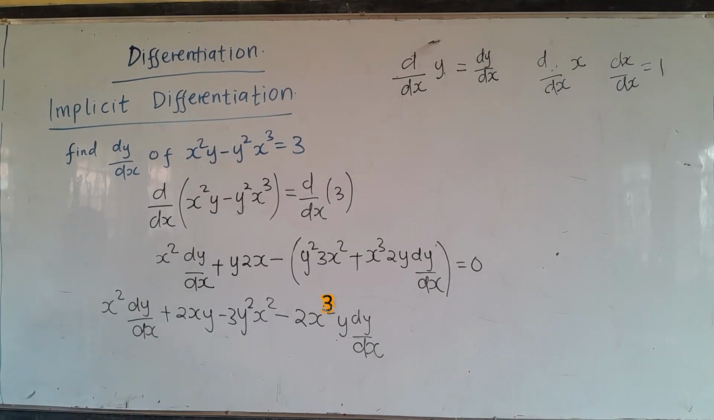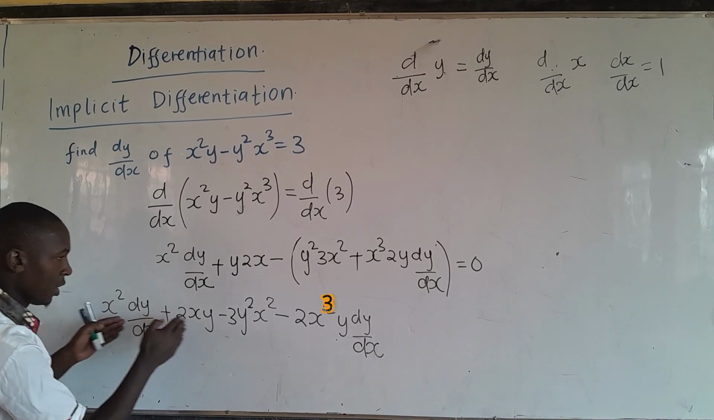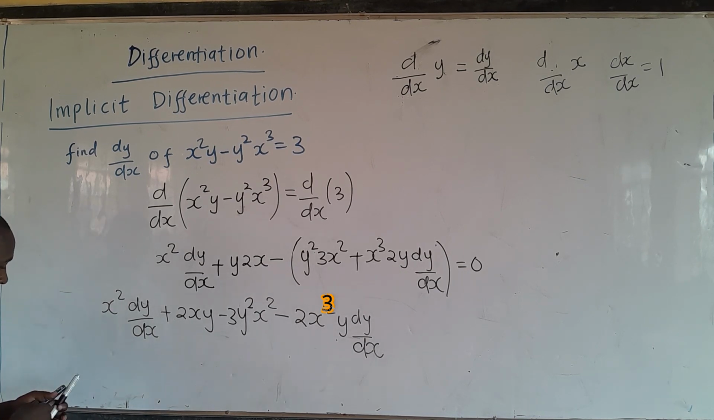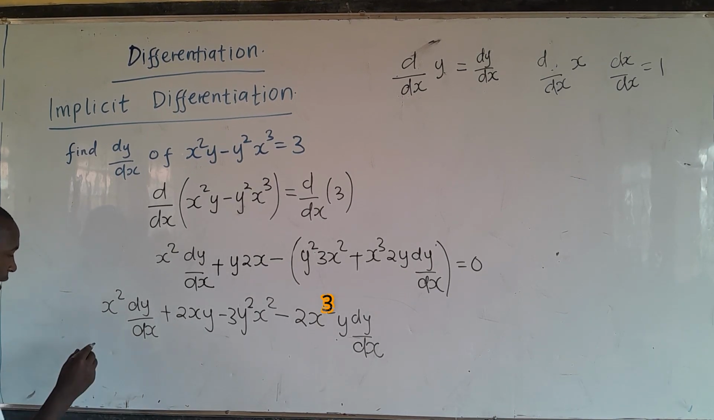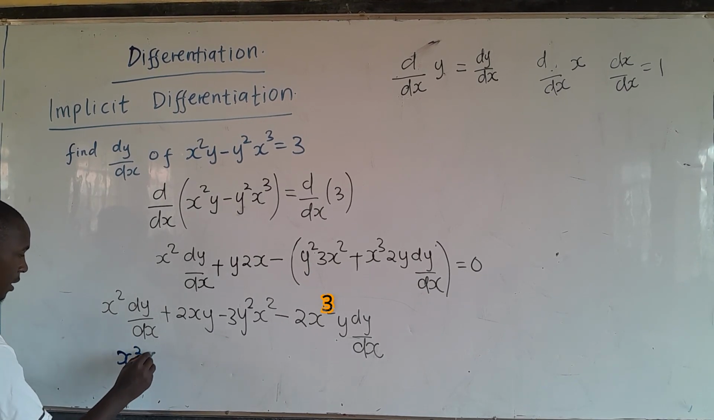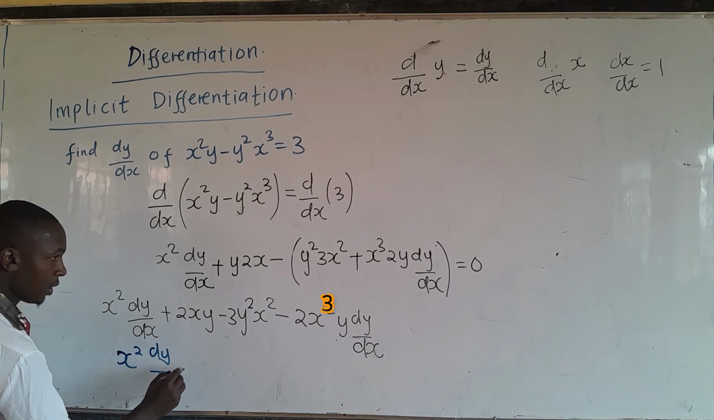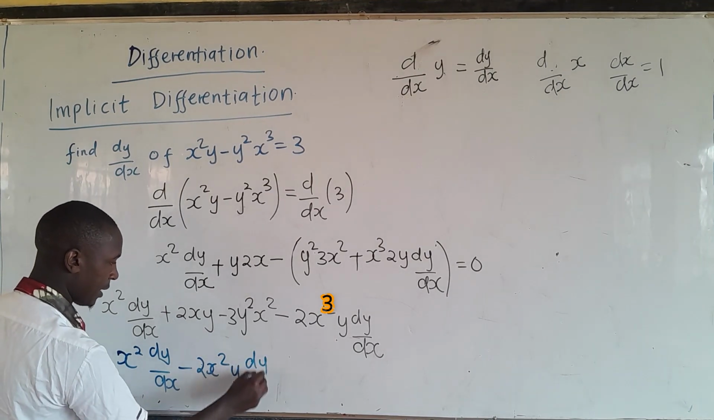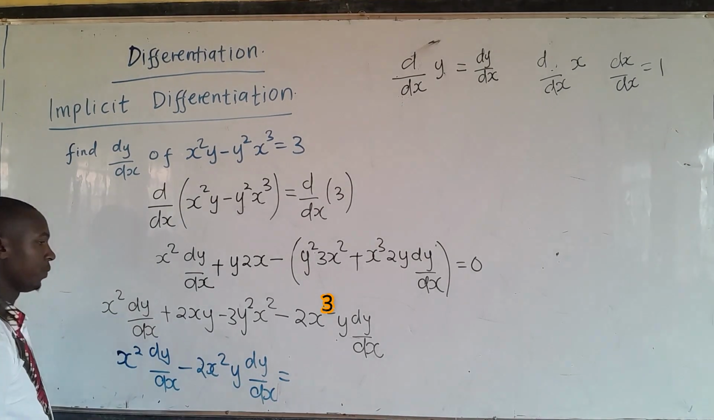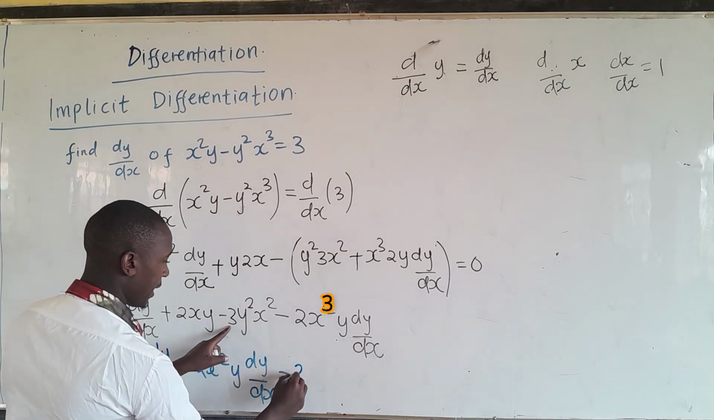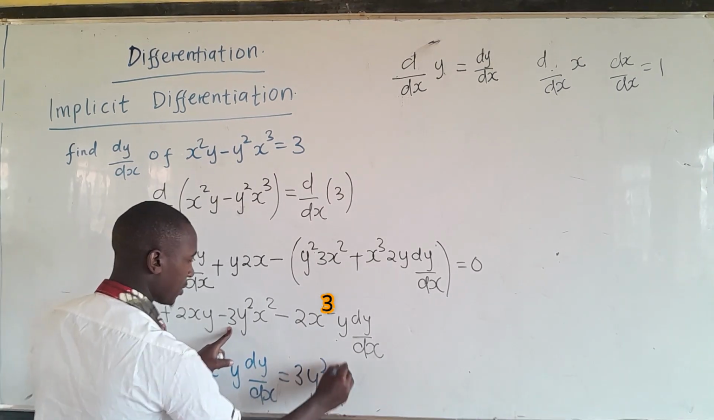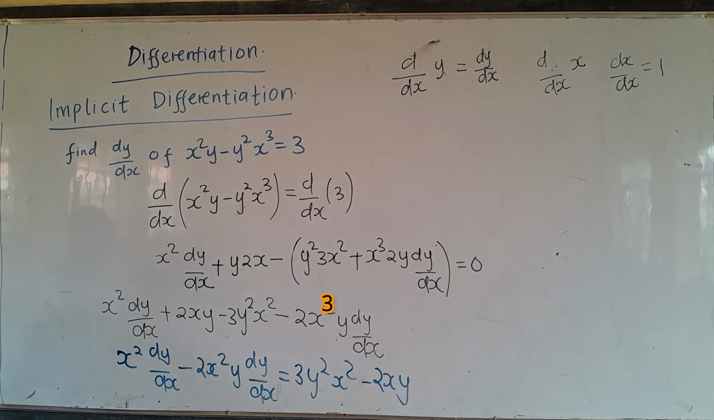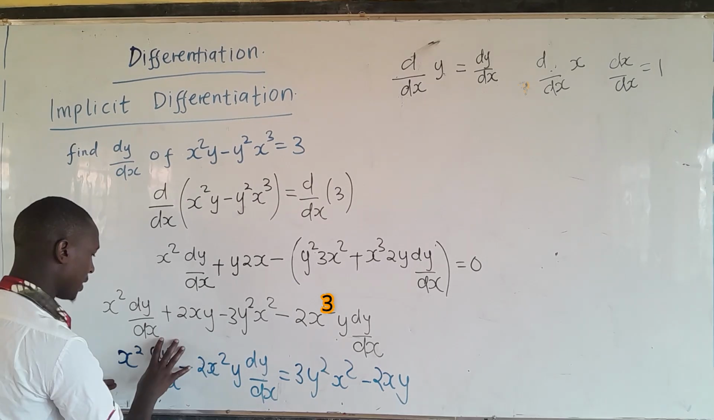So our next task is to make sure that we have those terms that have dy over dx together, and those that do not have dy over dx, we take them to the other side. That's going to be equal to, so we're going to have x squared dy over dx, subtract 2x squared y dy over dx, which should be equal to, now taking this to the other side, a positive 3y squared x squared, then minus 2xy. So you notice on the left side we have two terms with dy over dx.